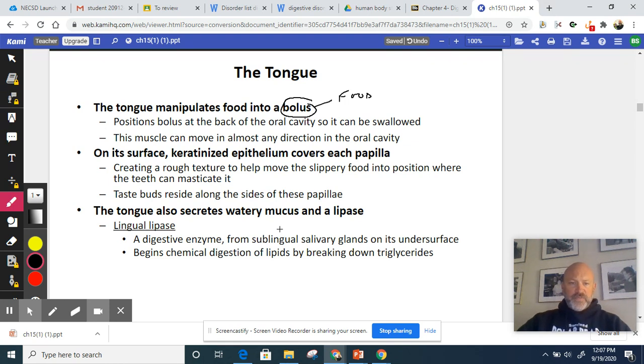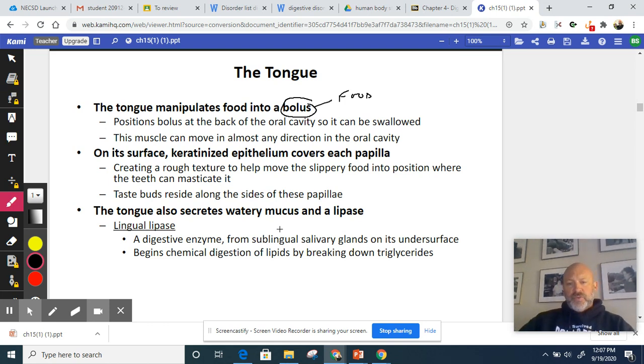There are also, on the surface of the tongue, specialized cells called keratinized cells. Keratinized epithelium. And what that does is it provides a rough texture, and that helps to move the food around your mouth because the food becomes very slippery as it mixes with the saliva.